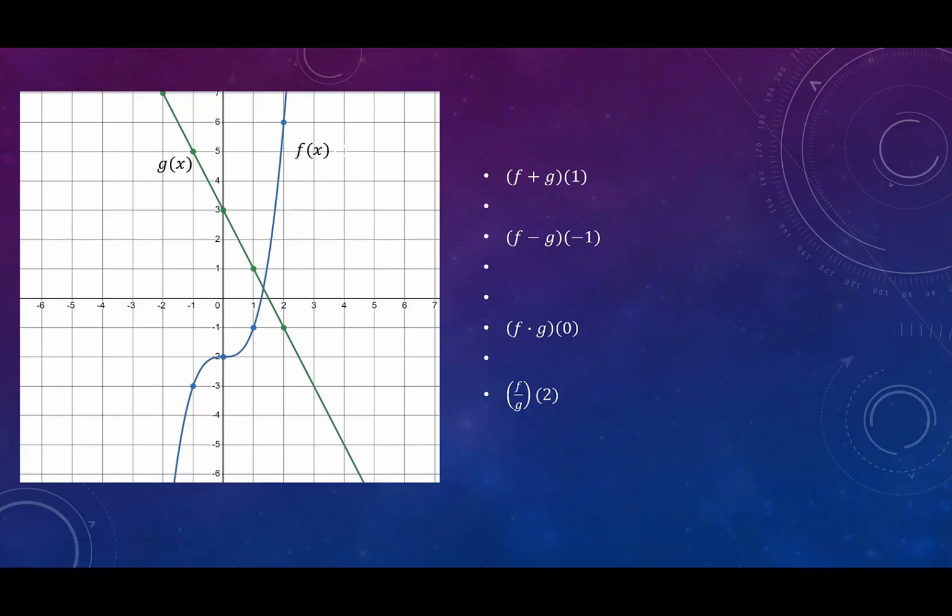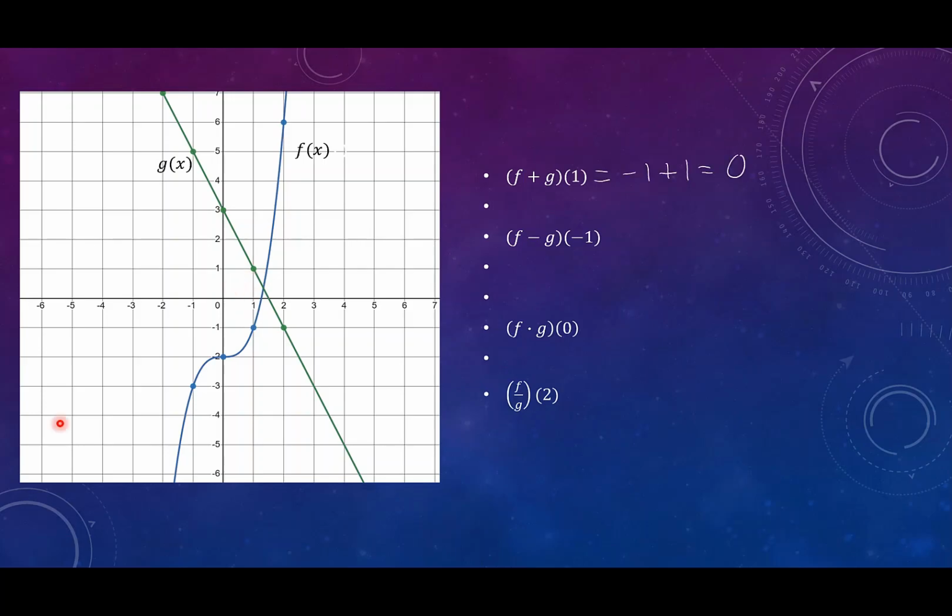Let's take a look at that a little bit different. I am going to look at this as a graph. So I have f plus g of 1. So when I look at f plus g of 1, I look at f of 1, which is on this curve, and it's negative 1. And I look at g of 1, which is 1. So I'm putting these two things together. So negative 1 plus 1, that gives me 0.